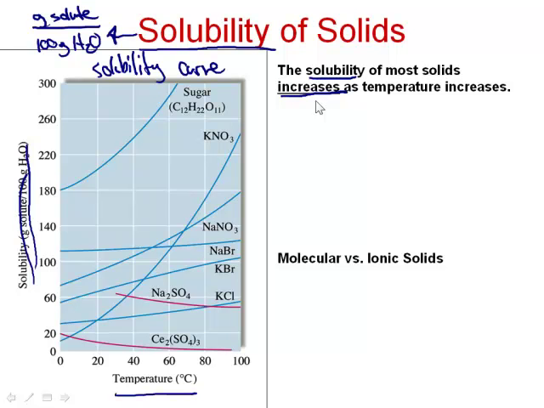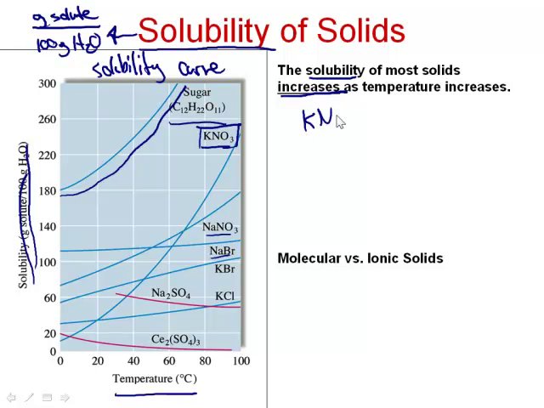And there's a reason for that. So we look, for example, at potassium nitrate and sodium bromide and sugar. For each of these solutes, we see that the solubility curve has an upward slope, and the solubility goes up as we increase the temperature. Now, let's think about why that is. If we consider potassium nitrate, if we think about what happens when potassium nitrate dissolves.